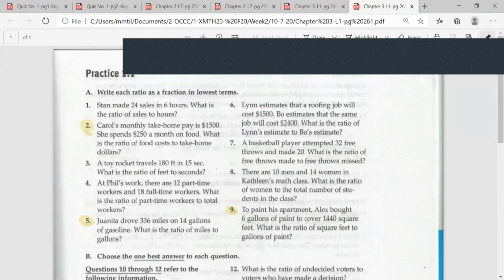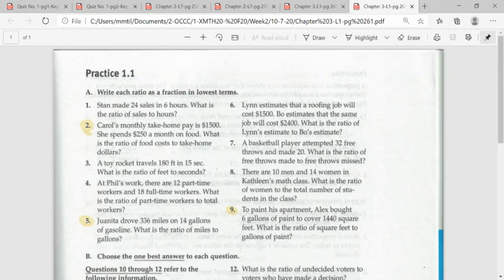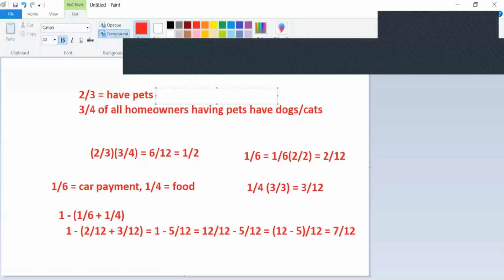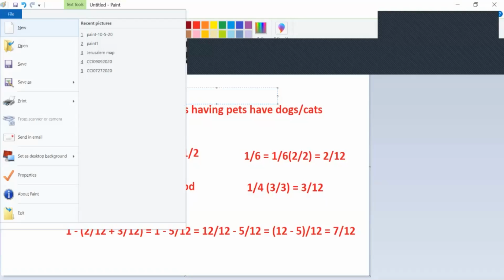Okay. Let's look at number 1. Stan made 24 sales in 6 hours. What's the ratio of sales to hours? How do you divide it? You divide it, right? So it's 24 sales divided by 6, right? And so, I mean, paint here. 8. You see my paint? Mm-hmm. Okay, now I'll get rid of that. Okay.